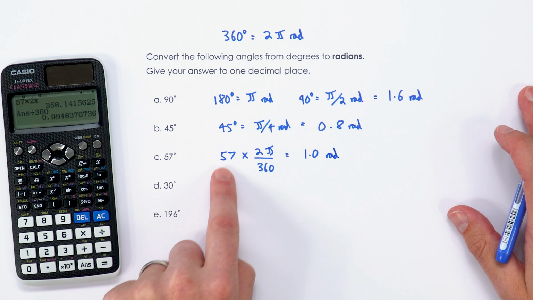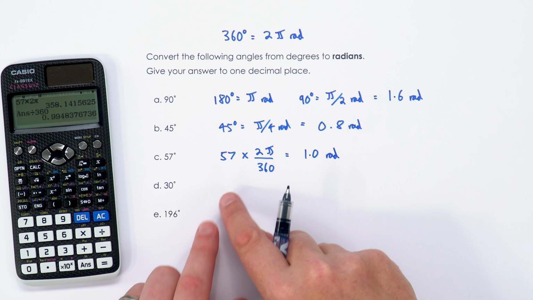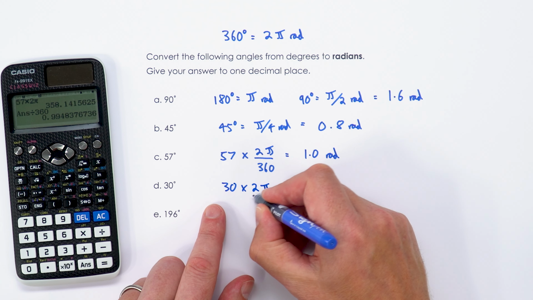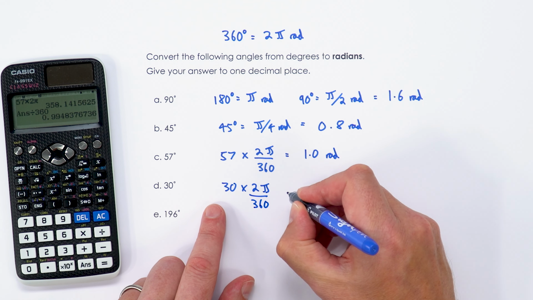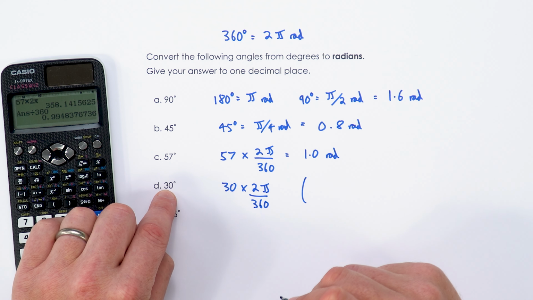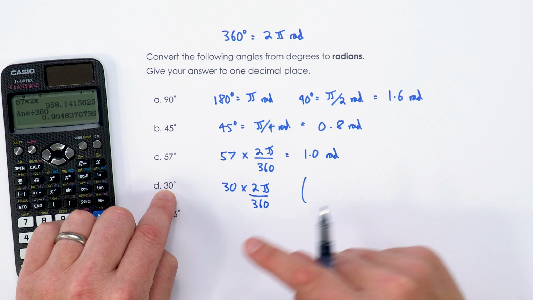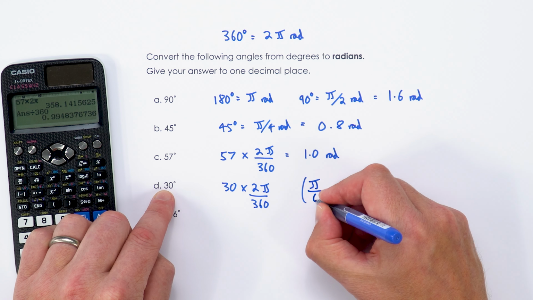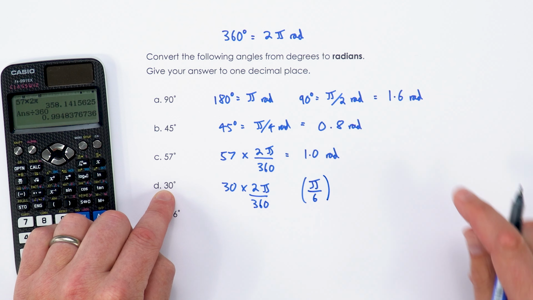We're going to do the same again for this one. We could do it actually in two ways. We could either do 30 times our conversion factor, so 2 pi over 360, or of course we could also do it as this being equal to 180 divided by 6. So this would also be equal to pi over 6 radians, okay?